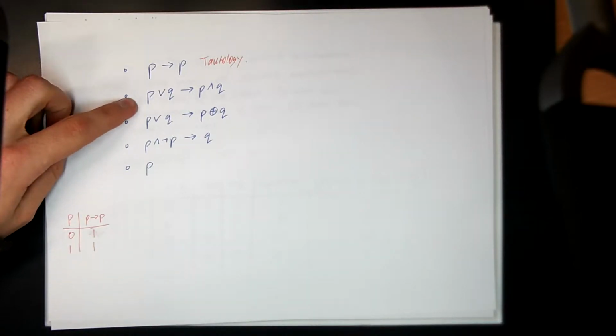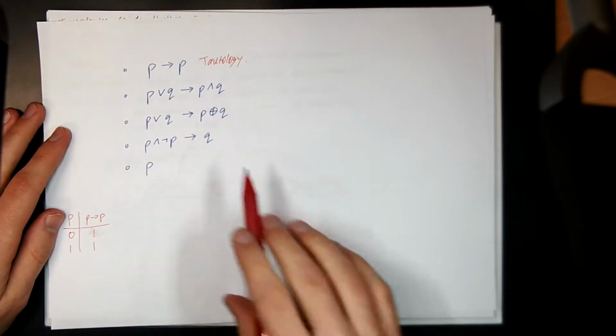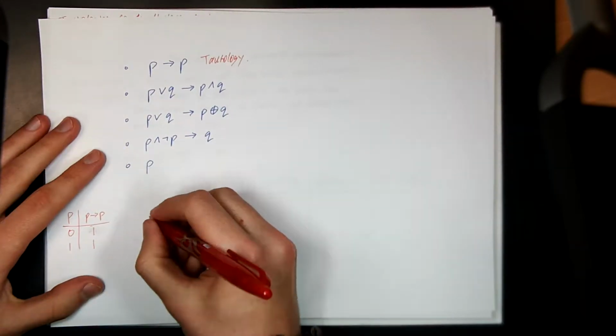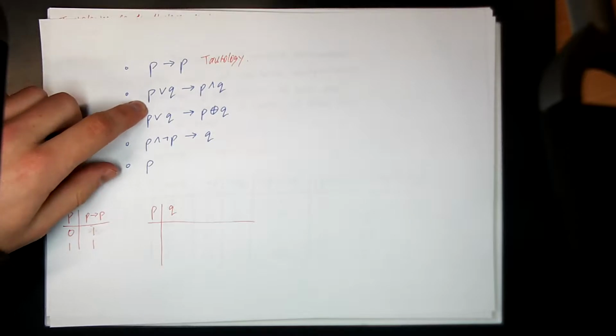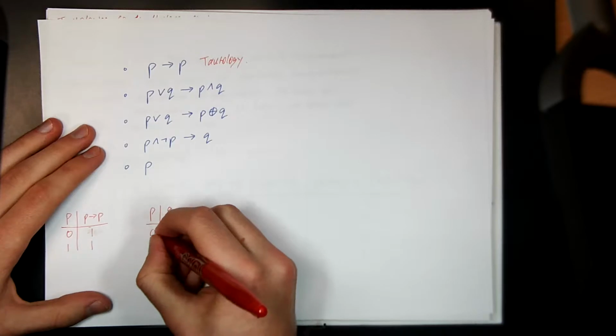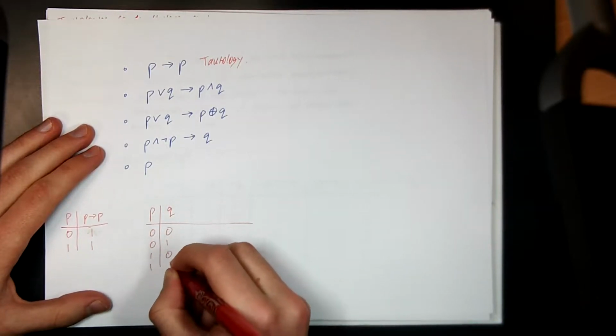Let's look at the second one. If P or Q, then P and Q. Alright, so let's draw the truth table. Intuitively, just from my gut feeling, this doesn't feel like it's going to be a tautology, because if P alone is true and Q is false, it doesn't follow that they're both true. So we should expect that this is not going to be a tautology, but let's draw the truth table and find out. 0, 0, 0, 1, 1, 0, 1, 1.